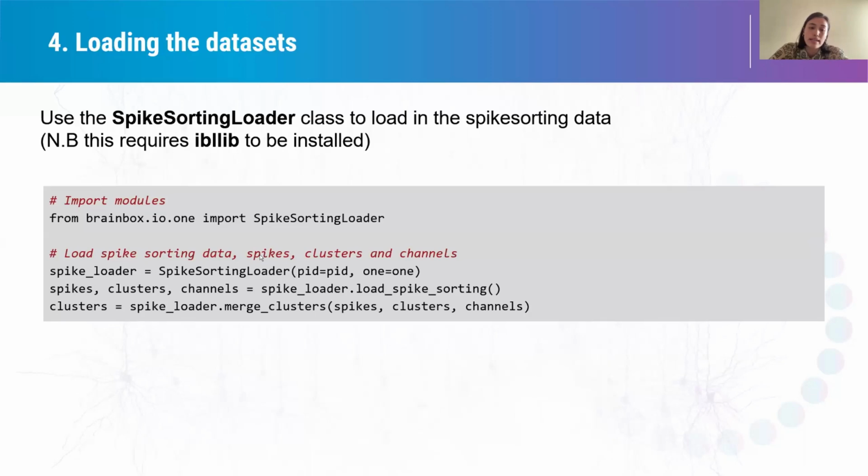This basically uses ONE in the background. So it abstracts out some of the complications of joining together files, getting the correct files that you need, and it returns you a nice set of spike sorting data that you can then go forward and use. So it returns you the spikes and also the clusters and channel information about where those clusters lie on your probe.